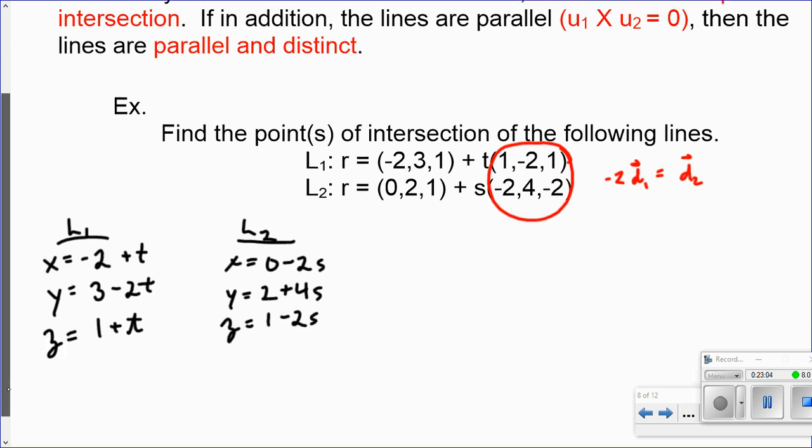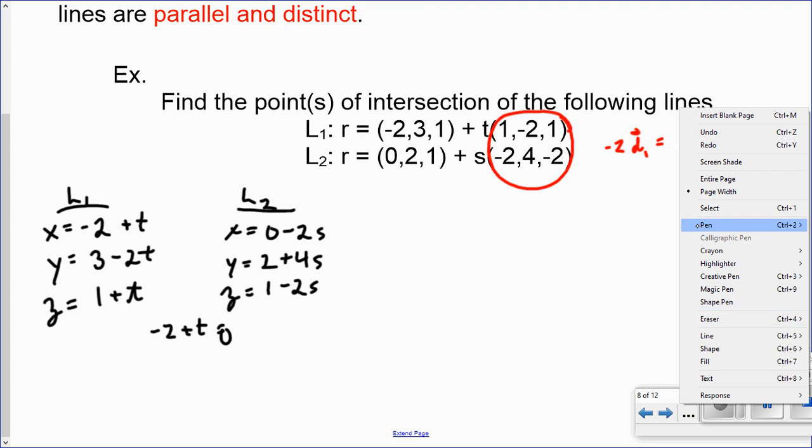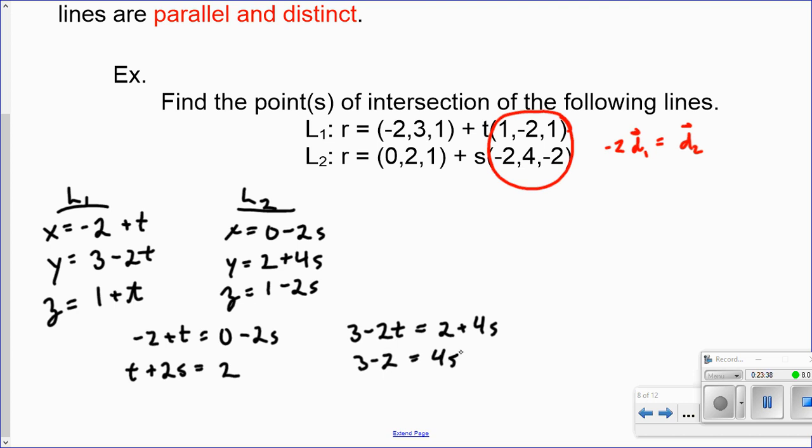Okay, let's quickly equate components here. -2 plus t equals 0 minus 2s. I'm going to just rearrange. t plus 2s equals 2. Now my y's: 3 minus 2t equals 2 plus 4s. Okay, I can juggle this around. 3 minus 2 is 4s plus 2t, or 4s plus 2t equals 1.